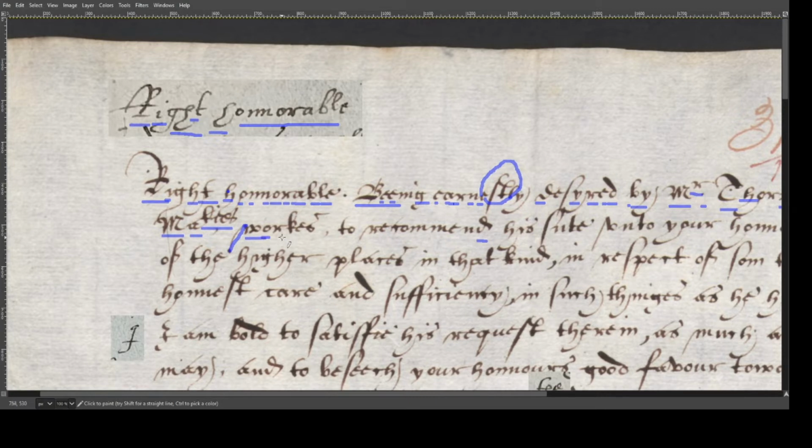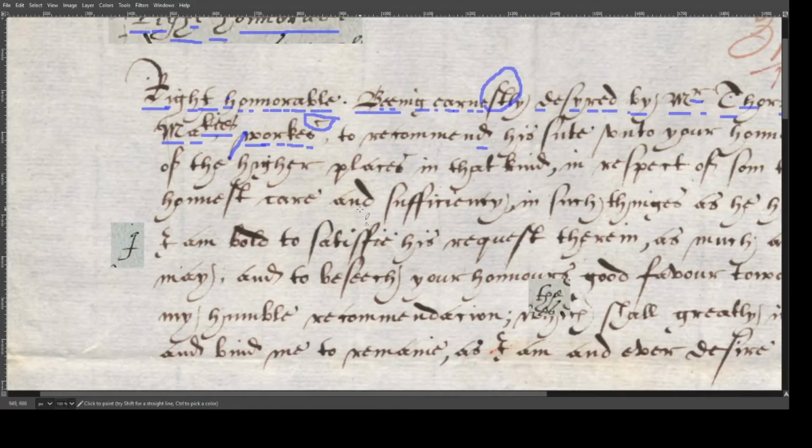So W-O-R, it looks like a K. This is a very fancy E. And then an S, again, he's got this little flourish there, which is not really that typical for his handwriting. Sometimes he does it, sometimes he doesn't.